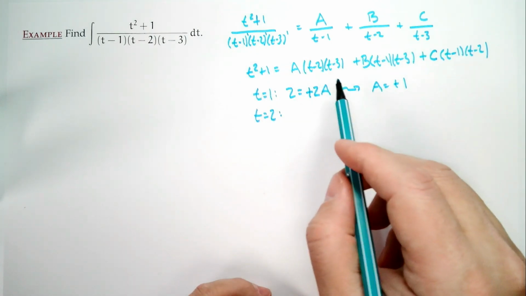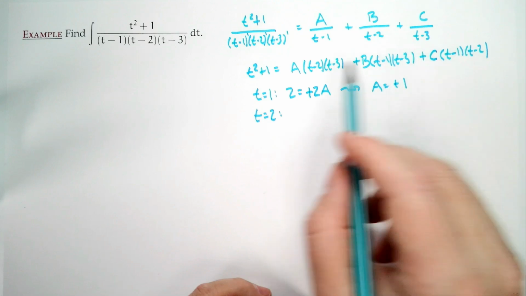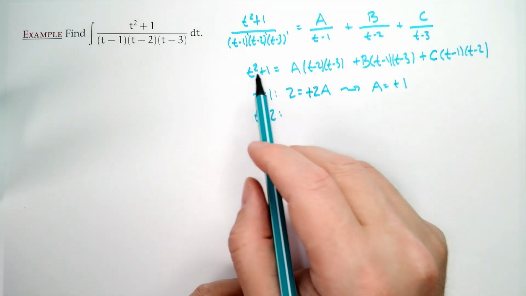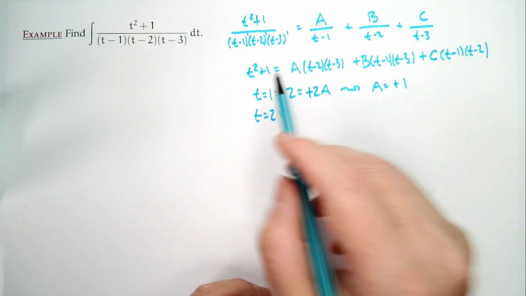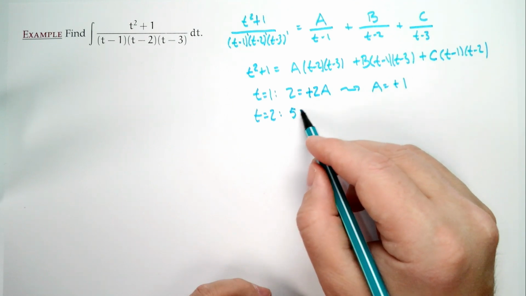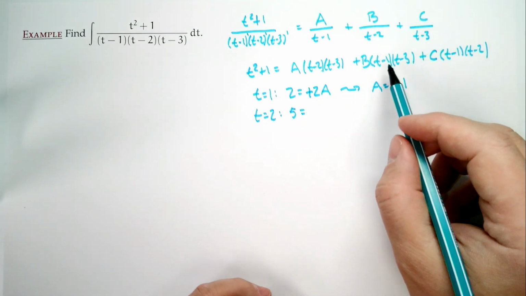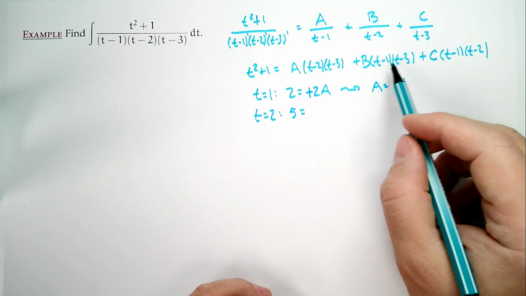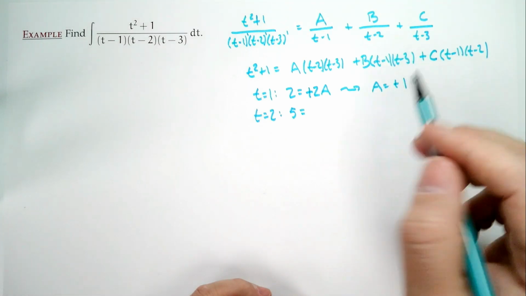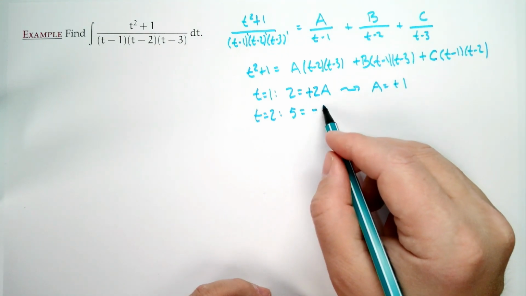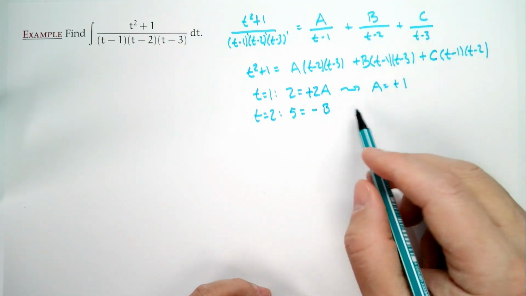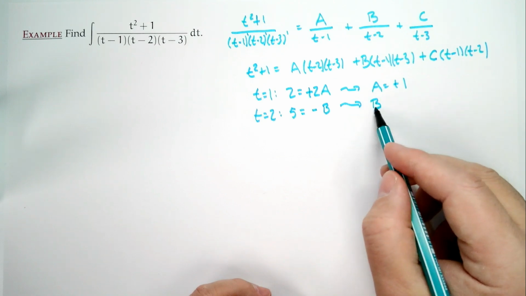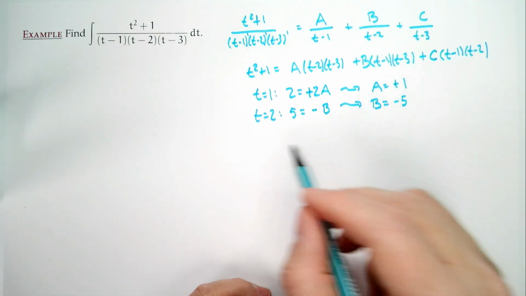All right, next one is t equals 2, because t equals 2 is going to knock out the a and the c term. Over on this side, we're going to get 2 squared plus 1, which is 5. And here we're going to get 2 minus 1, which is plus 1 this time, and 2 minus 3, which is minus 1. So this will be a minus b, because they both have different signs. So we get that b should be negative 5.